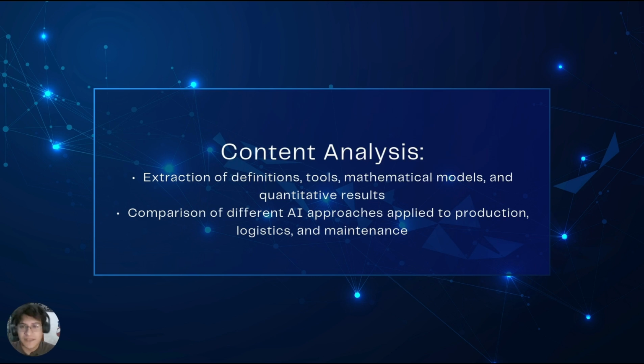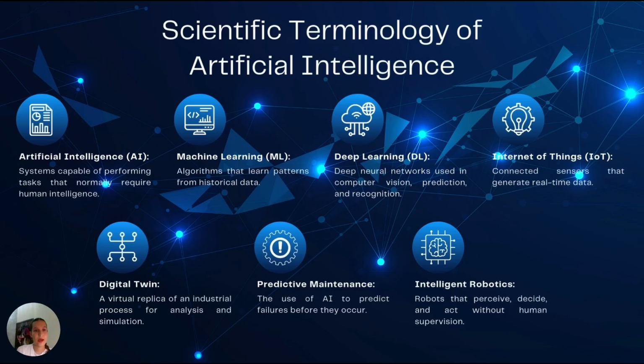Thank you, teacher. I am Dariana and I am going to talk about the scientific terminology of artificial intelligence. Artificial intelligence is a system capable of performing tasks that normally require human intelligence. Machine learning are algorithms that learn patterns from historical data. Deep learning is deep neural networks used for computer vision, prediction, and recognition. Internet of Things are connected sensors that generate real-time data.